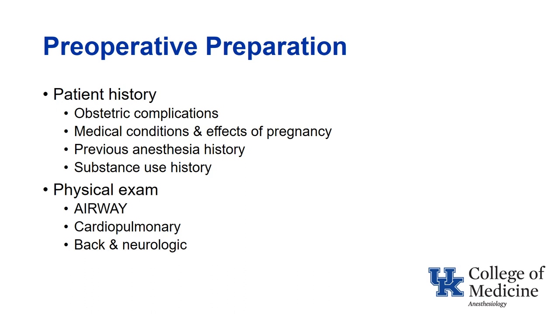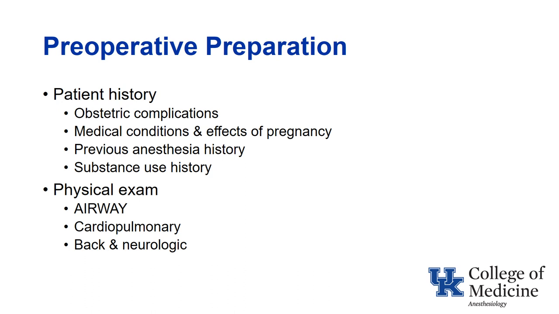Once you've obtained that history, then you want to go on to your physical exam, and there are four areas that are particularly important to focus on in the patient who you're planning an anesthetic for cesarean delivery, and to document. One, of course, is the airway. As we know from our physiologic changes lecture, there is a higher risk of difficult intubation in parturients due to airway edema and other physiologic changes. So it's key, even in the most emergent situation, that you take time to quickly assess the airway and determine whether or not you anticipate difficulty with intubation.